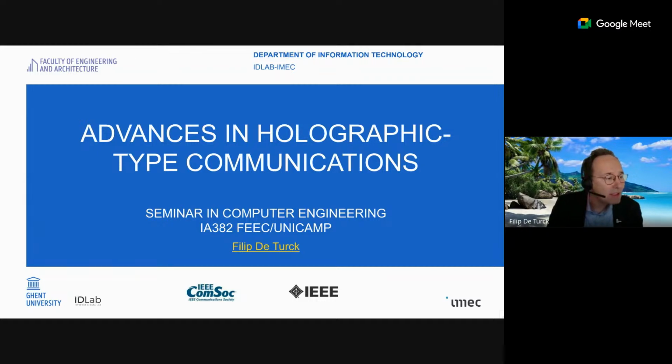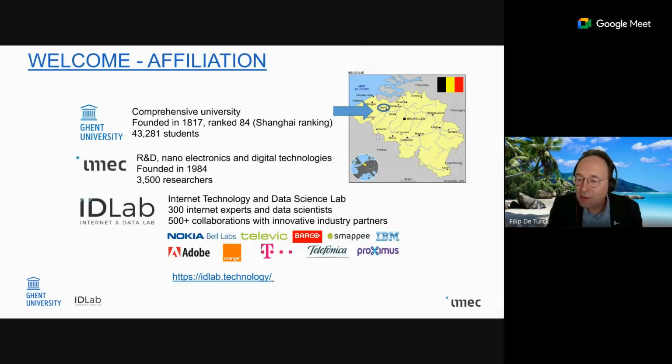So maybe just as a brief introduction to myself. I'm based at Ghent University in Belgium. Here you see a partial map of Europe. As you can see, hopefully you can see the pointer here, Belgium is in yellow. So we are close to England, France, Germany, the Netherlands, and Luxembourg.